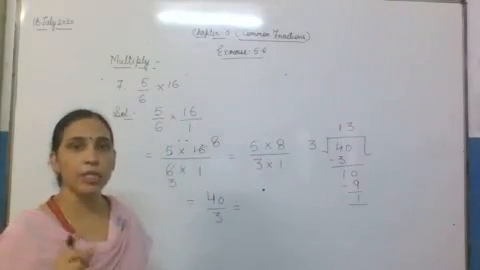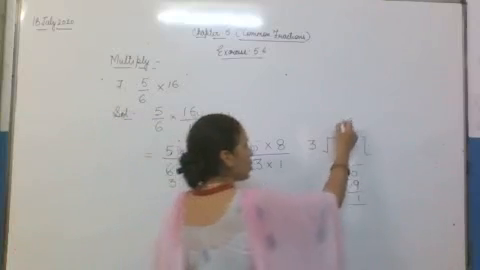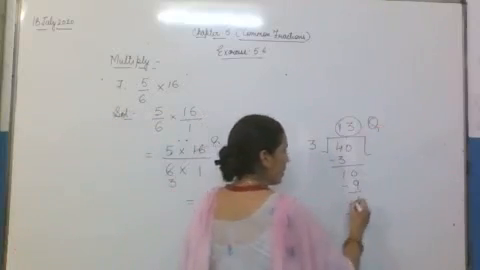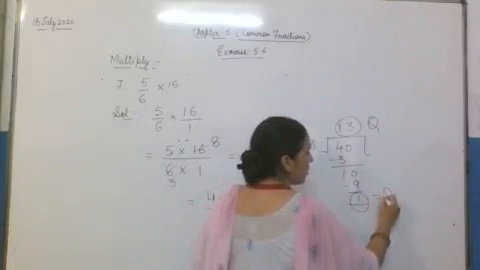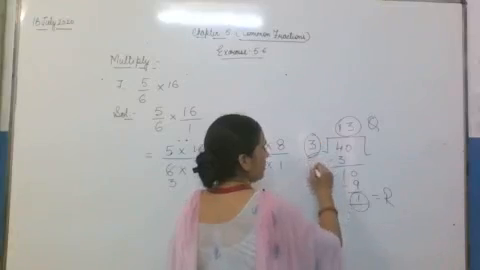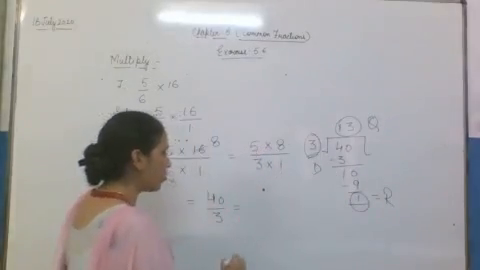Now how to write it? QRD. Q, then R, and then the divisor D. So what is the quotient here? Quotient is 13.